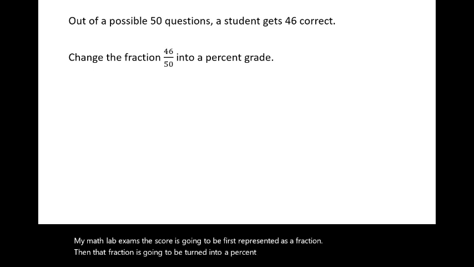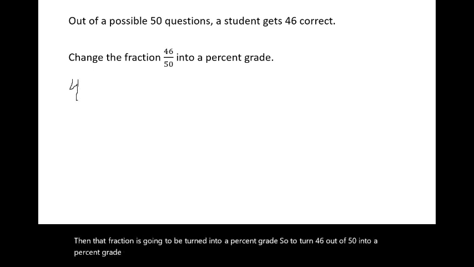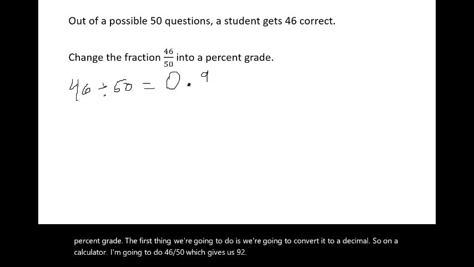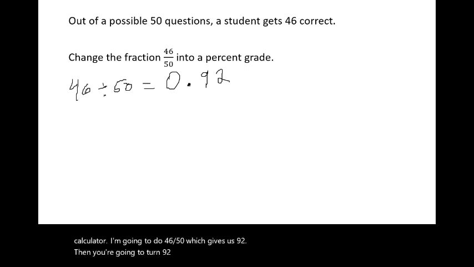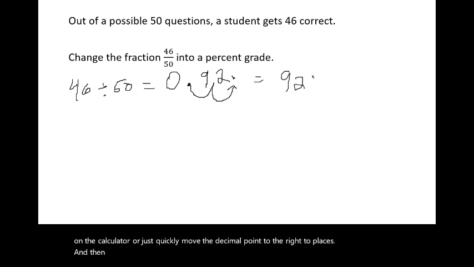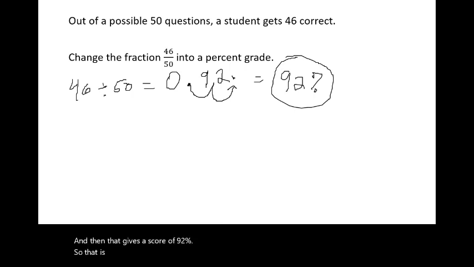So to turn 46 out of 50 into a percent grade, the first thing we're going to do is convert it to a decimal. So on a calculator, I'm going to do 46 divided by 50, which gives us 0.92. Then you're going to turn 0.92 into a percent by multiplying it by 100. And you can either do that on the calculator or just quickly move the decimal point to the right 2 places. And then that gives a score of 92%. So that is how grades that are represented as fractions, as number correct divided by total, are turned into percent grades.